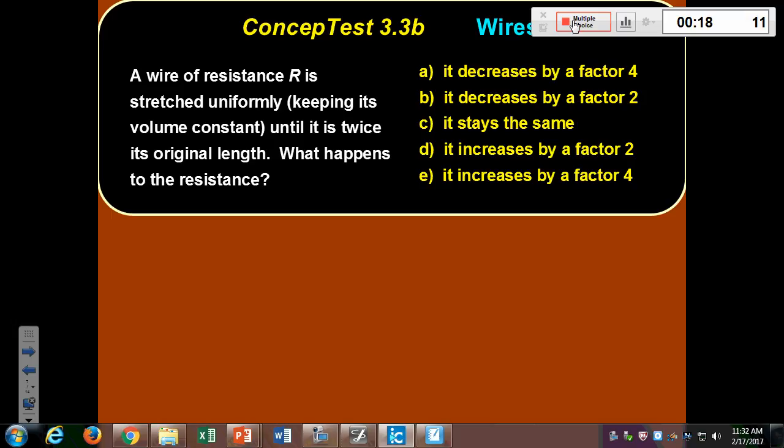I start with a wire like this, and then I stretch it, and it gets longer so that it's twice the original length, but it still has the same volume. What happens to the resistance of this wire? First, you want to ask yourself the question, does the resistance increase or decrease? And then you might be able to remove some options.